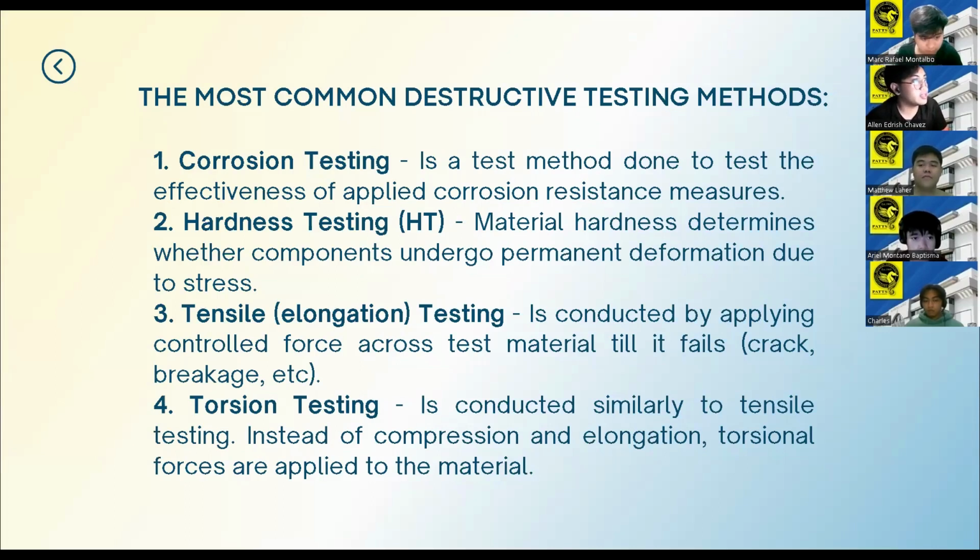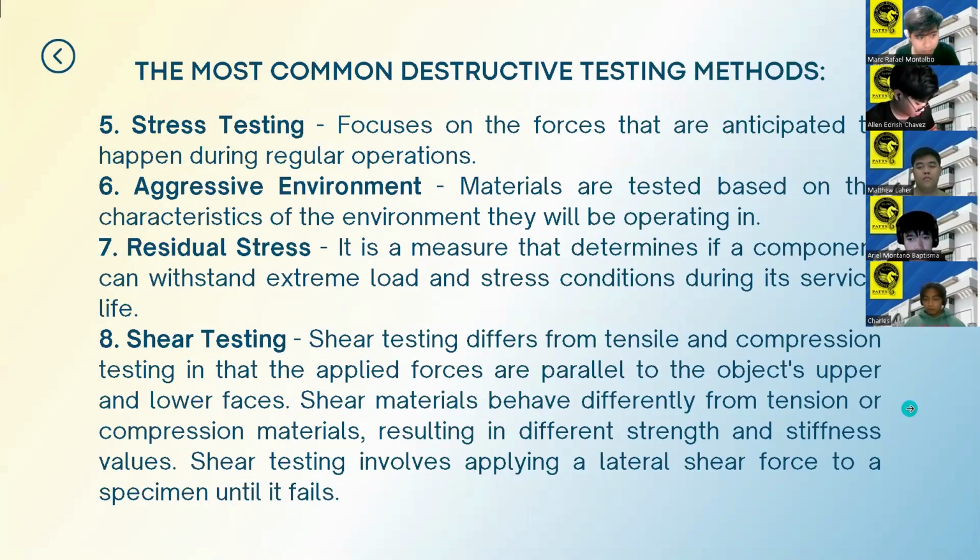Second is the hardness testing, where the material hardness determines whether the components undergo permanent deformation due to stress. Next is tensile elongation testing, which is conducted by applying a controlled force across test material till it fails, cracks, breaks, or etc. The fourth common destructive testing method is torsion testing. It's conducted similarly to tensile testing. Instead of compression and elongation, torsional forces are applied to the material. Next slide.